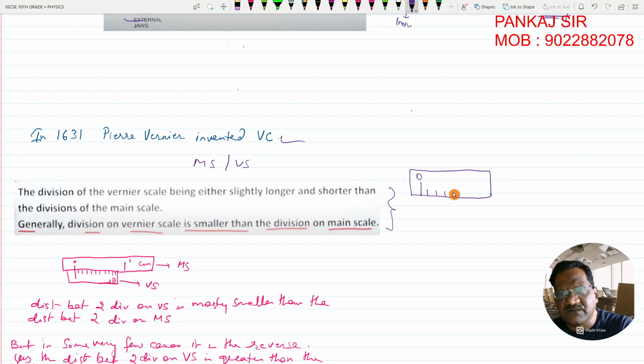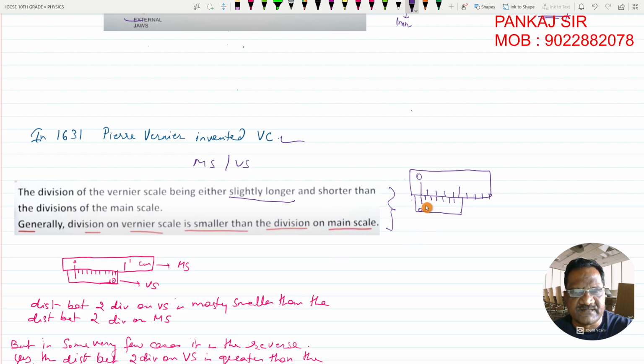These are the divisions of the main scale. And you know that the vernier scale is always sliding over the main scale. So suppose this is the 0 of the vernier scale and these are the divisions of the vernier scale. So what he wants to say is the division of the vernier scale can be either slightly longer or slightly shorter than the main scale division.